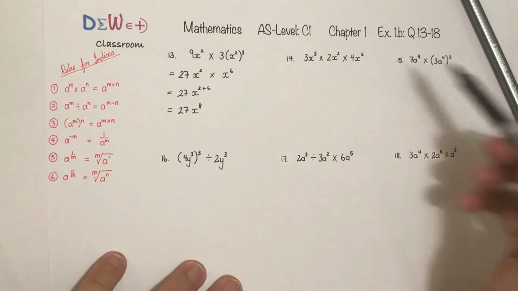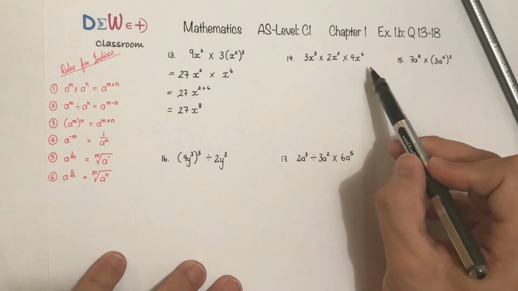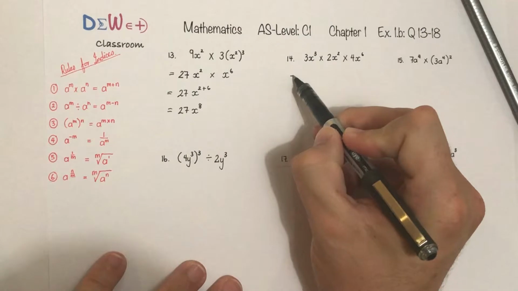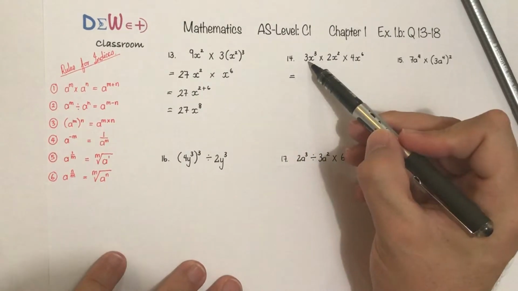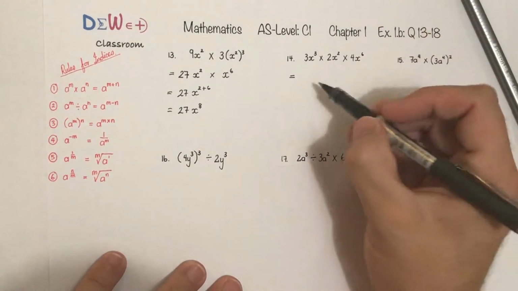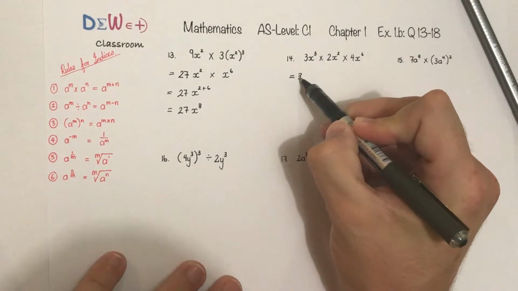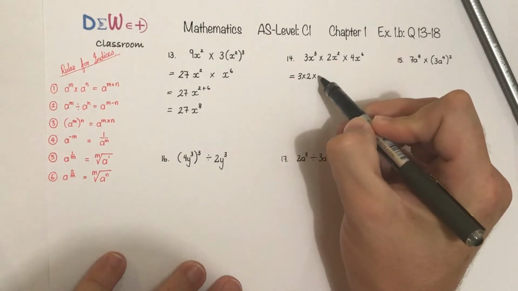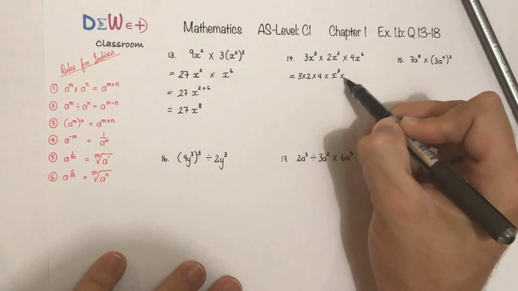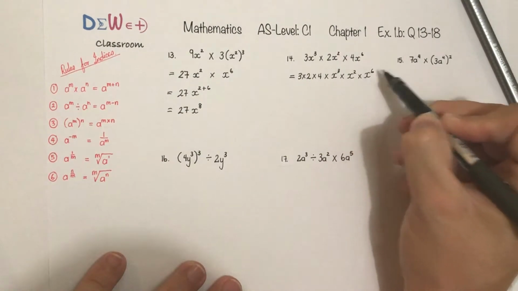Question number 14. We have all the x's being multiplied and all the coefficients being multiplied. If we had to really rewrite this, remember, this is 3 multiplied by x cubed. So we could have rewritten it as follows because the order of multiplication does not matter. So we could have had 3 multiplied by 2 multiplied by 4 multiplied by x cubed multiplied by x squared multiplied by x to the power 6.